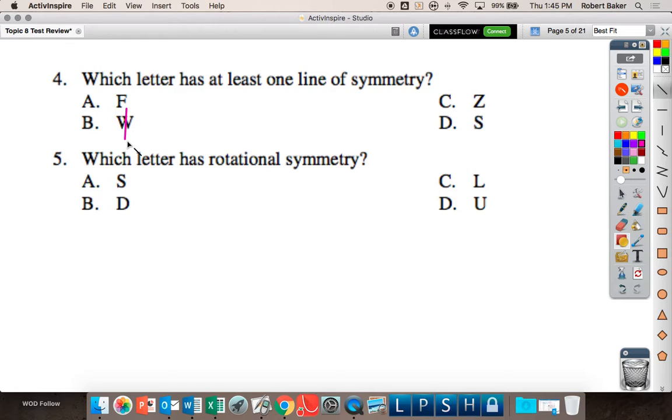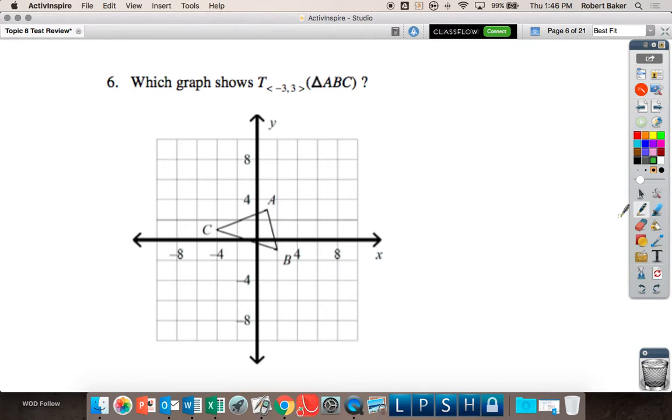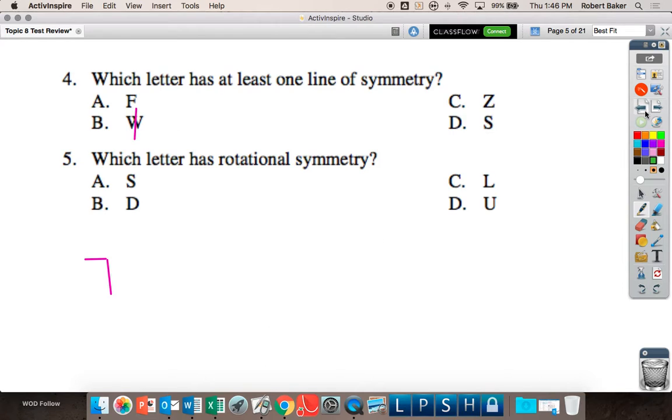S. S is the only one. So it said L. Like the L, if you flip the L upside down, it looks like this. Is that the same as an L right side up? No, it's not gonna work. I knew someone was gonna say that. So rotational symmetry is when you rotate, like, okay, so rotational symmetry.